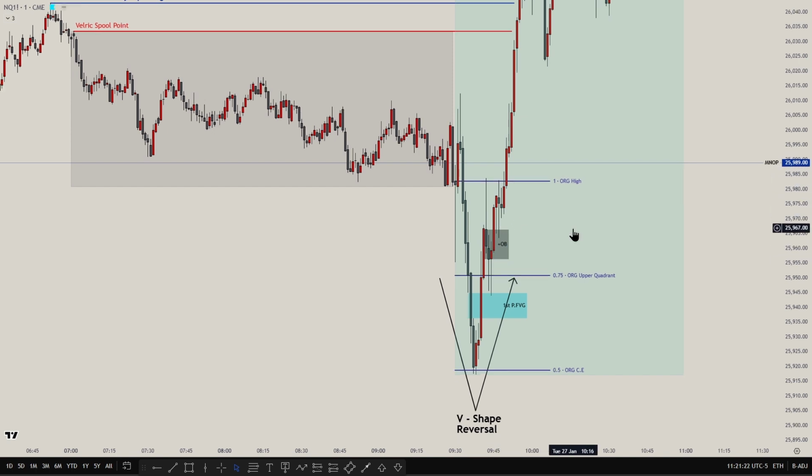I will quickly cover breakaway gaps because I'm aware that it may seem weird. How do you enter on a breakaway gap if it's going to be a breakaway gap?